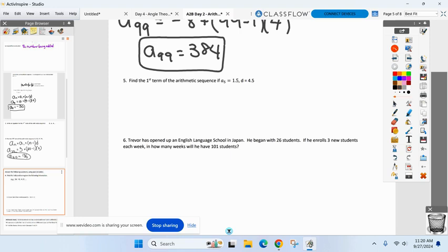Reverse formula. The 5th term is 1.5, and my common difference is 4.5, but I want to go back to the first term now. But I still want to use that formula, because it's arithmetic. Write out the formula. Ready?